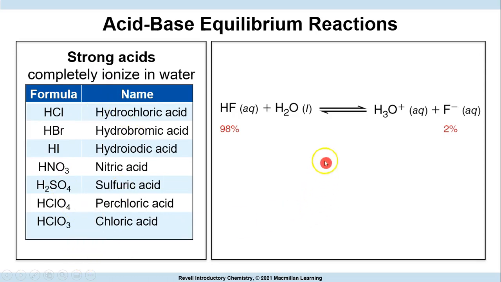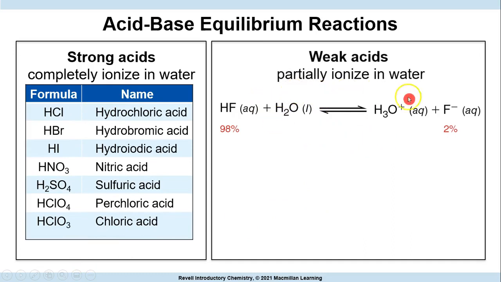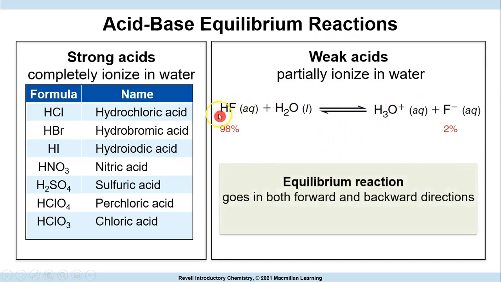Now let's look at weak acids. What is a weak acid? Weak acids are substances that ionize only partially in water, so they do not completely ionize in water. For example, here we have hydrofluoric acid. Hydrofluoric acid will dissociate only by 2%. So if you put hydrofluoric acid in water, you are going to have the hydronium ion and the fluoride. You will still have 98% of hydrofluoric acid without being dissociated and only 2% of the fluoride.